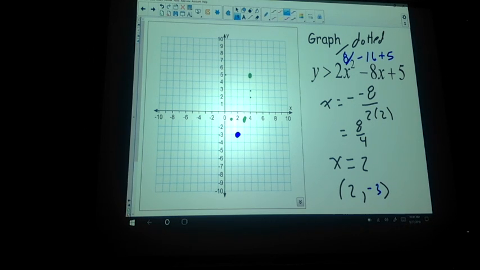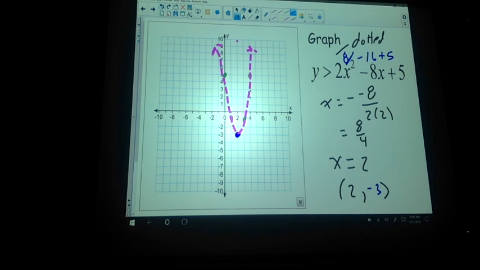All right, we good? Everyone okay with that so far? And we'll have dotted. So that looks like that. If you're that kid, I guess you could say here's my axis of symmetry, but I don't think that's really necessary.